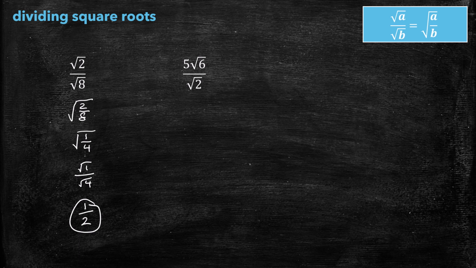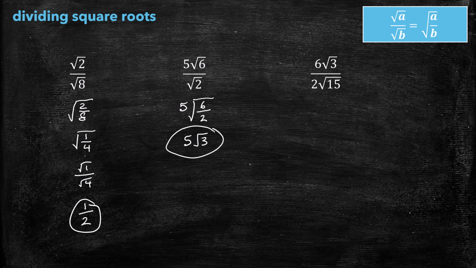And let's take this situation here. So the 5 is hanging outside, so that is not inside the radical sign, but I can write that as 6 over 2, which simplifies to rad 3, and that can't be simplified any further.